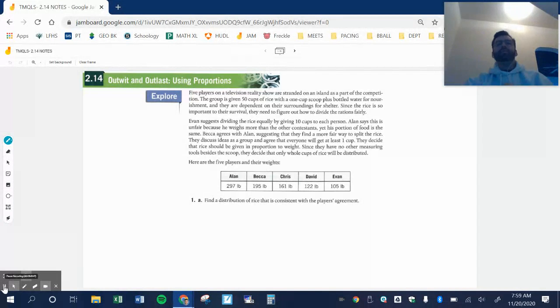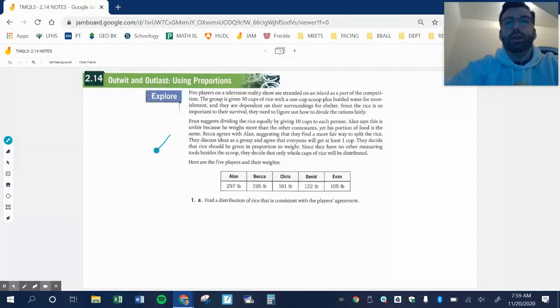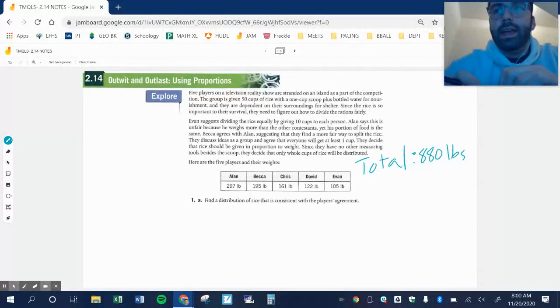So if I want to figure out the even distribution, the number of cups of rice each person gets based on their weight, the first thing I have to do is figure out the total. What is the total weight that they're going to have between all five? So I want to figure out the total, and that's not how you spell total. Let's take a second, add up all five of those weights. All right, so I got 880 pounds.